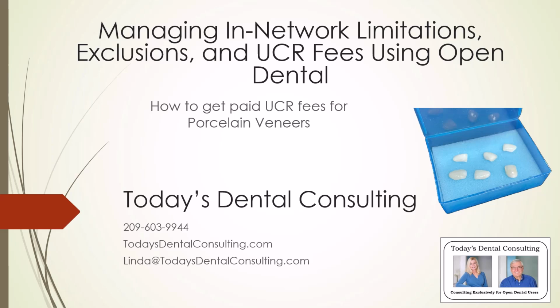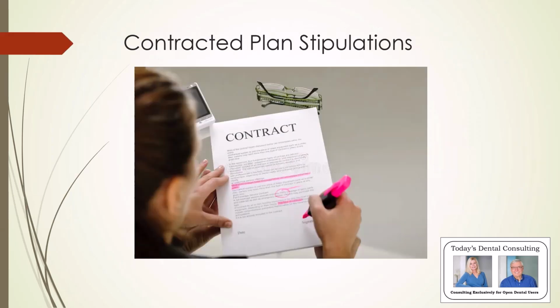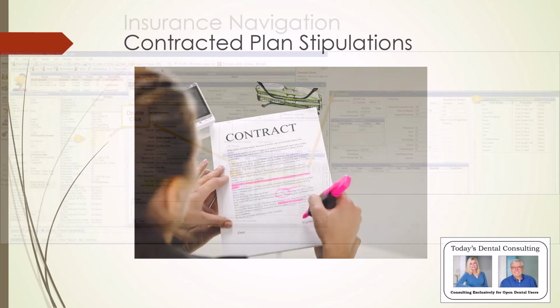In this video, we're going to talk about limitations, exclusions, and actually using your UCR fees for contracts when you're in network with a plan. Okay, you signed the contract. You're responsible for what's in it. And different plans have lots of different stipulations. You need to be sure that your plan allows you to do some of the things that I'm going to show you in this video, and many plans do. And when you don't take advantage of that, you're actually losing a considerable amount of money.